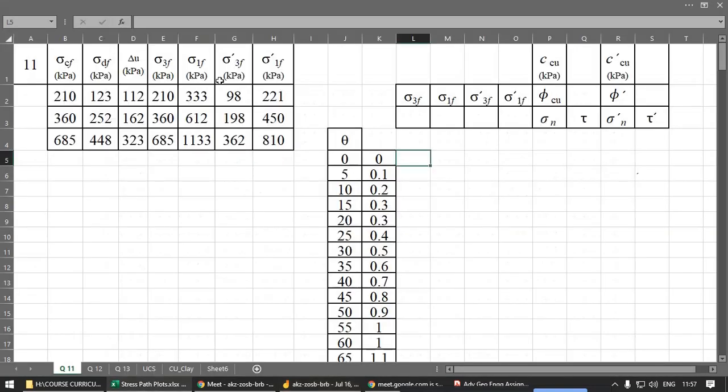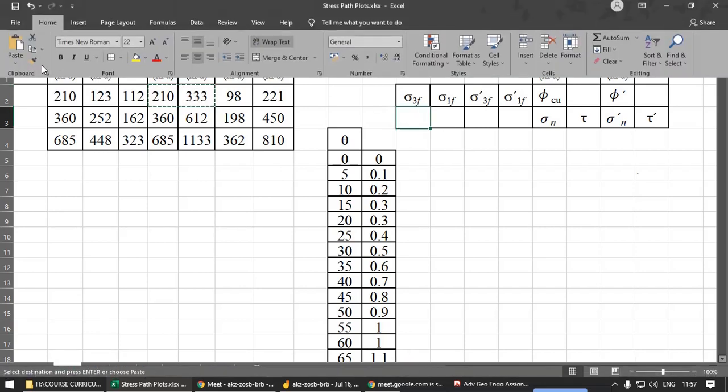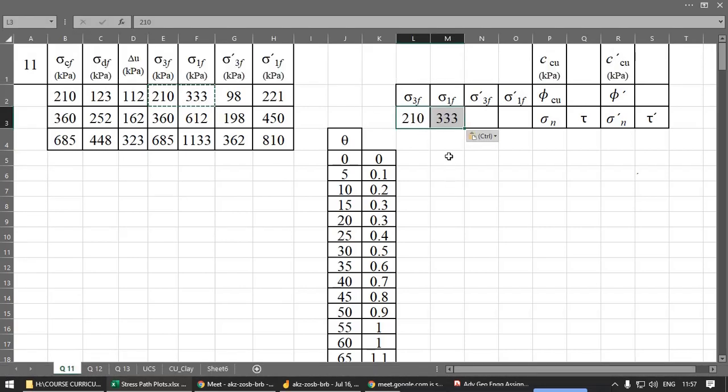Okay, so what we will do is, we already have the theta value here, in radians. So now we have sigma 3 and sigma 1. So we take the first value, suppose, this set of values, sigma 3 and sigma 1. Control C, and here we paste the values. So this is sigma 3 and this is sigma 1.